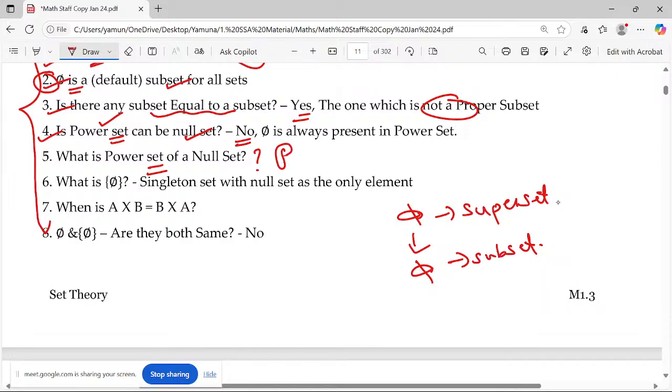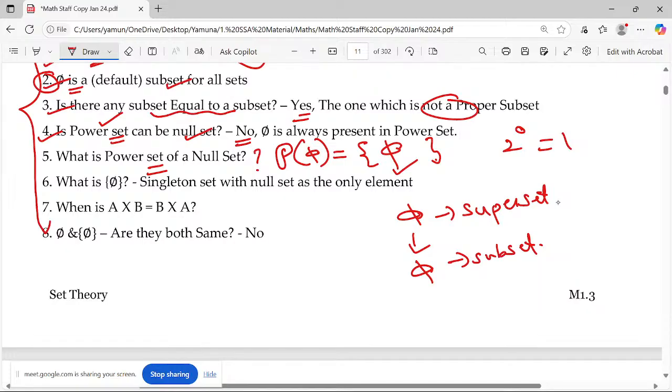How do you represent a power set? The power set of a null set is a set containing all the subsets. What is the subset of a null set? The number of subsets is 2 to the power 0, which is only 1. So that one subset is a null set.